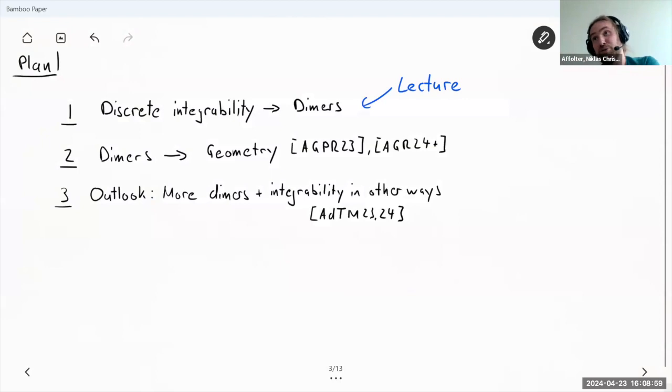I'll explain what discrete integrability is, and then I'll slowly come towards dimers, at least planar dimers. And then it's a bit more about research. How do we connect this to geometry, both the dimers and the integrability? And this last part will probably not happen, because from experience there will be no time for it. But in any case, there would be some outlook on other ways to have integrability in dimers.